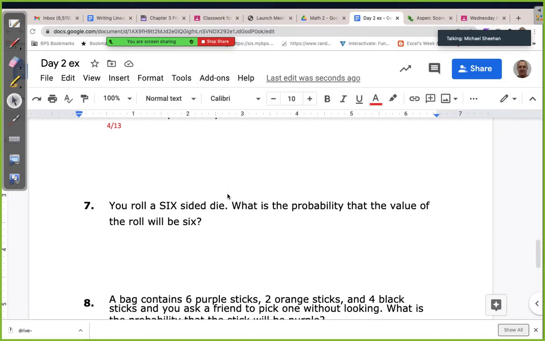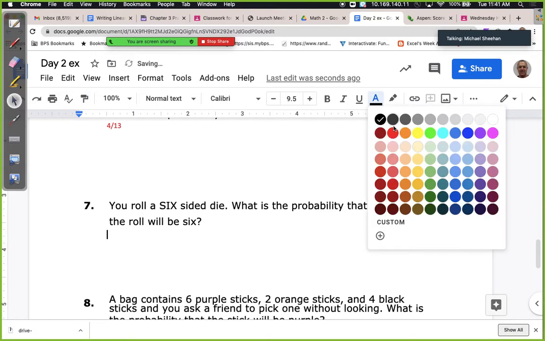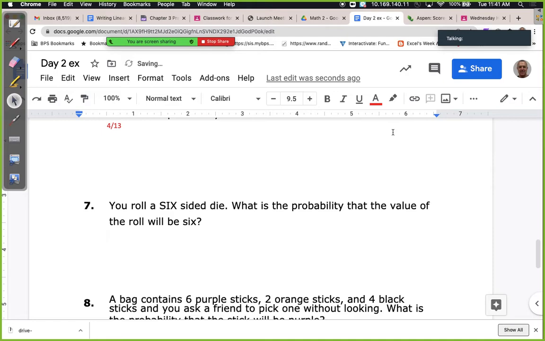All right, I roll a 6-sided die. What's the probability that the value of the roll will be 6? This is something we did yesterday. What's my probability? Anastasia, what's my probability of rolling a 6? What's the probability if I roll a dice that I'll get a 6? A 1 out of 6? 1 out of 6, that's right, because there's 1 6, and there's 6 possible things that I could get.